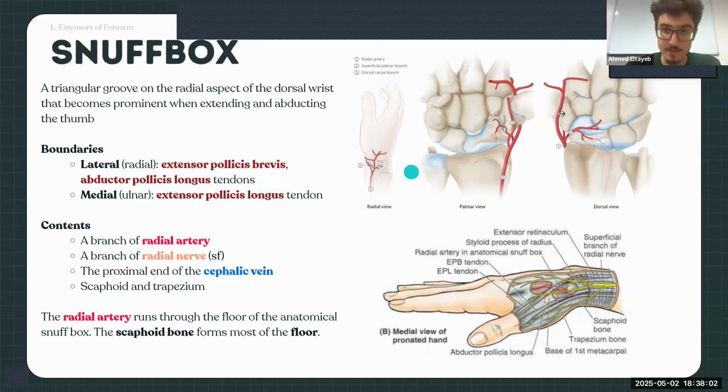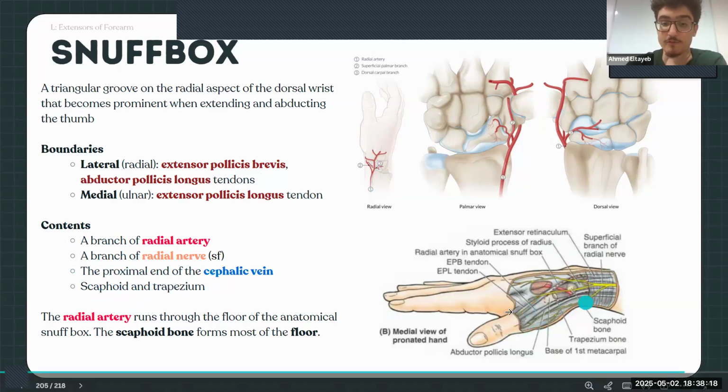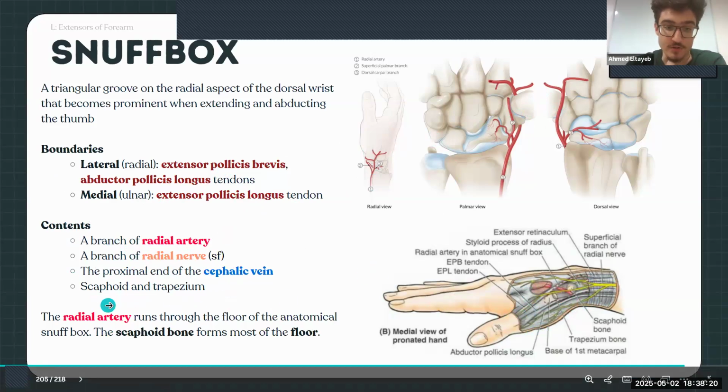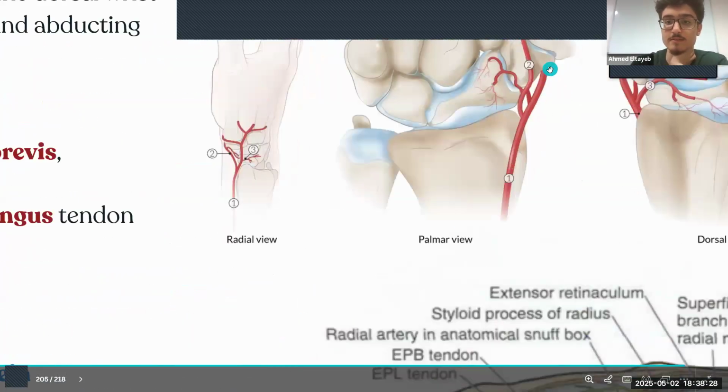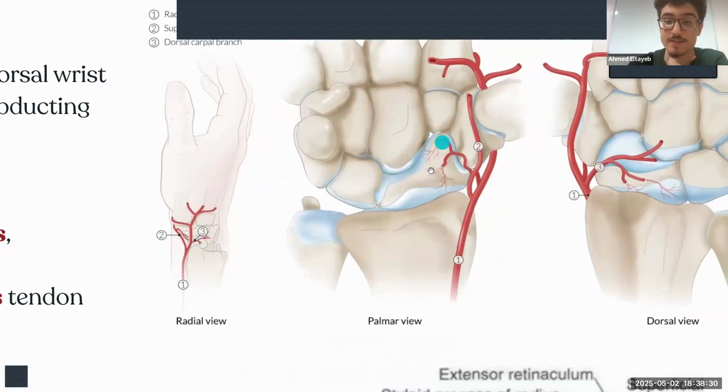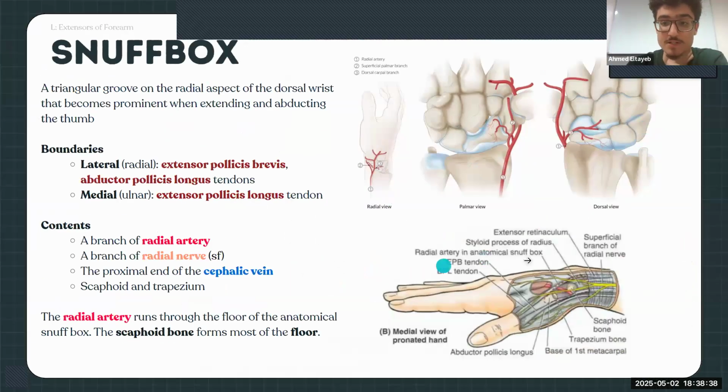Now that we mentioned the borders, let's talk about the contents a bit. So you're going to have the radial artery, you're going to have the superficial radial nerve branch, you're going to have the proximal end of the cephalic vein, and you're going to have the scaphoid and the trapezium making the floor of it, basically. So the radial artery will run through the floor of the snuff box, and it's going to pass over the scaphoid bone, giving it, as we said, the distal branch that is going to supply the distal part of the scaphoid, leaving the proximal part prone to avascular necrosis. Okay? This is your snuff box.